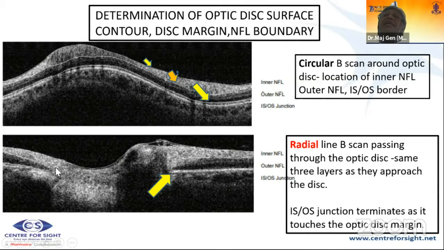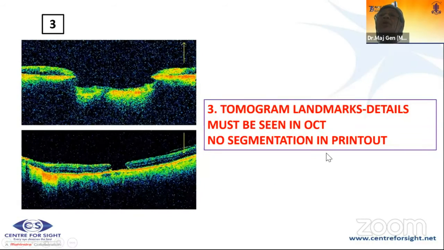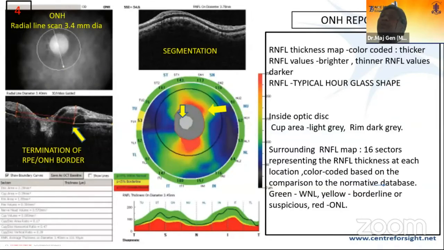On the other hand, when we take a radial scan, which passes through the optic nerve head, it again shows the same layers. When we see the same layers over here marked by the yellow, we find the ISOS junction terminates as it touches the optic disc. And every time you do a disc evaluation, you'll find that you come to the same point. Now, these tomographic landmarks are not present in the printout. You must go along and see them in the OCT as it is being done, or even later on, and there is no segmentation present in the printout.